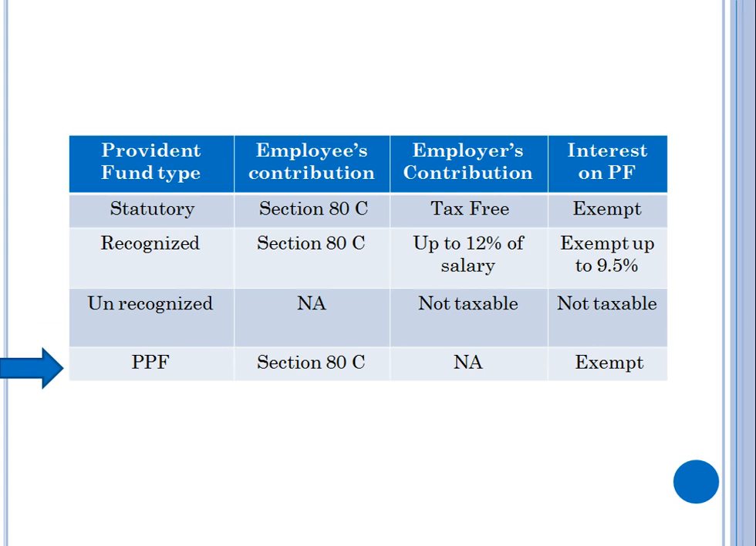As we have discussed, PPF is a special case across all these categories of Provident Fund. PPF is eligible for Section 80C. There is no role for an employer to play in such Provident Fund. The interest earned on Public Provident Fund is exempted from income tax. Across all 4 categories of Provident Fund, 3 categories are eligible under Section 80C. But don't forget the maximum limit of 1.5 lakhs under Section 80C, which includes life insurance, mutual funds, Provident Fund and so on.